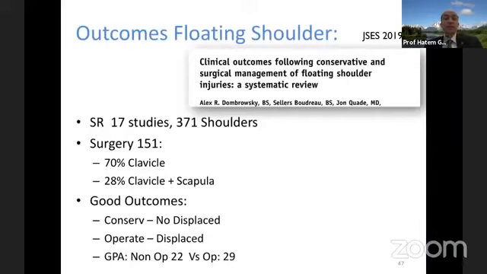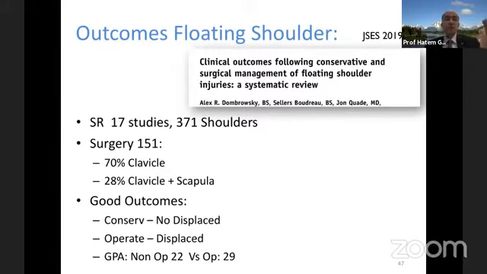So the outcomes of floating shoulder: these papers looked at a systematic review of 70 studies, 370 shoulders, and they found half of them, about 150, had surgery for a floating shoulder. Most of them were getting clavicular fractures fixed. Only 30% were getting fixation of both the clavicle and the scapula.